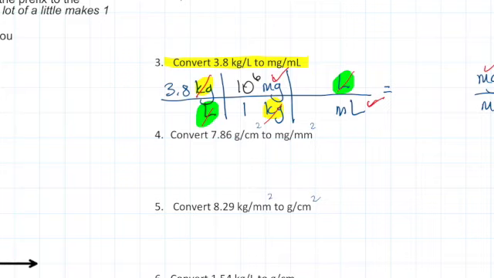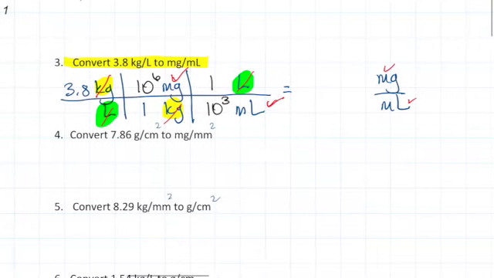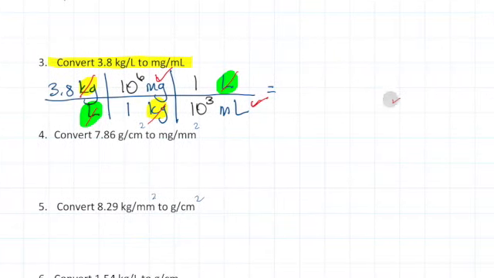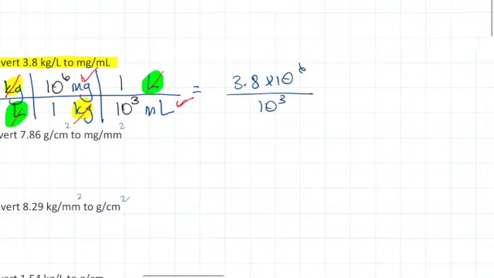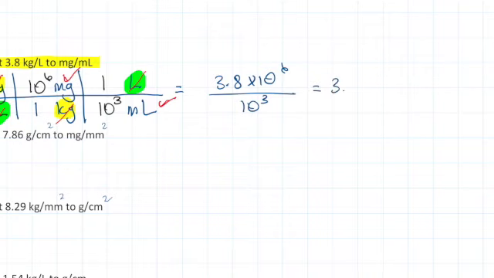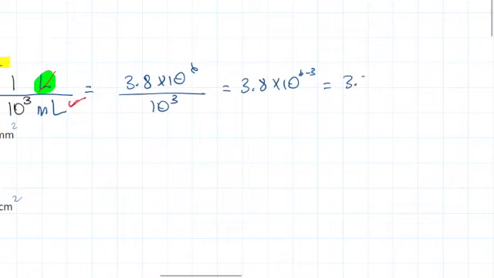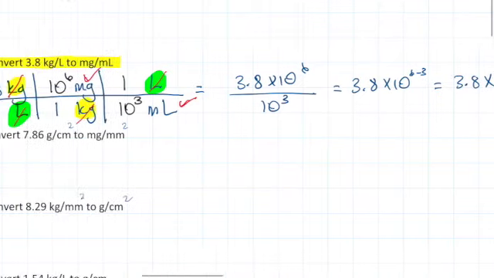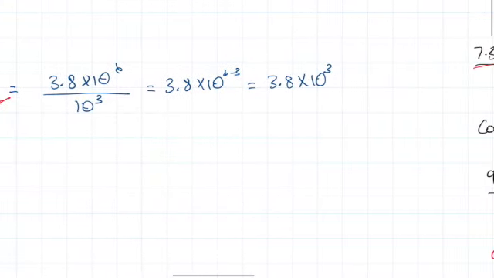In the second one, I'm going from liter to milliliter, and by now you're very comfortable with this. Liter is the big one, milli is 1,000th, and it takes 1,000 to make 1. And this is now my dimensional analysis problem. So look what I have. I'm left with, when I look at my grid, 3.8 times 10 to the 6th over 10 to the 3rd. When I divide with exponents, I subtract. So this is 3.8 times 10 to the 6th minus 3. So this is 3.8 times 10 to the 3rd, and my units, milligrams per milliliter. Final answer.